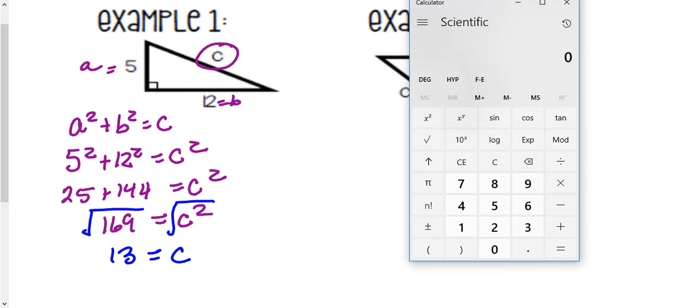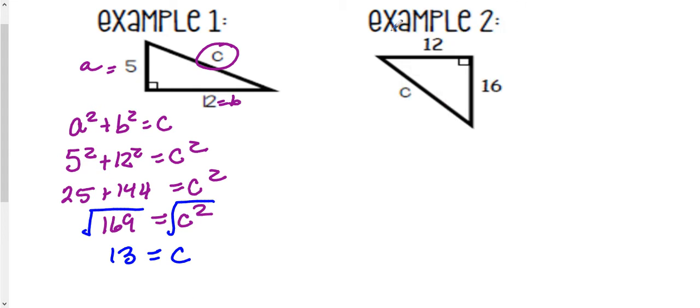So let's look at our calculator here. We could have just put this right in. 5 squared plus 12 squared equals 169, and then just take the square root. So the hypotenuse is 13 units long. So go ahead and try example number 2.